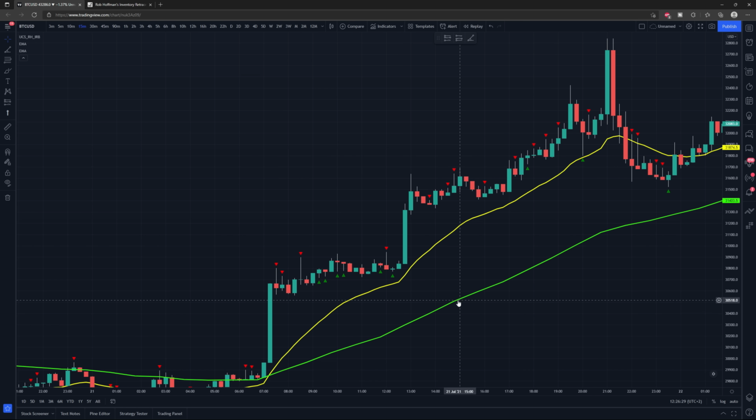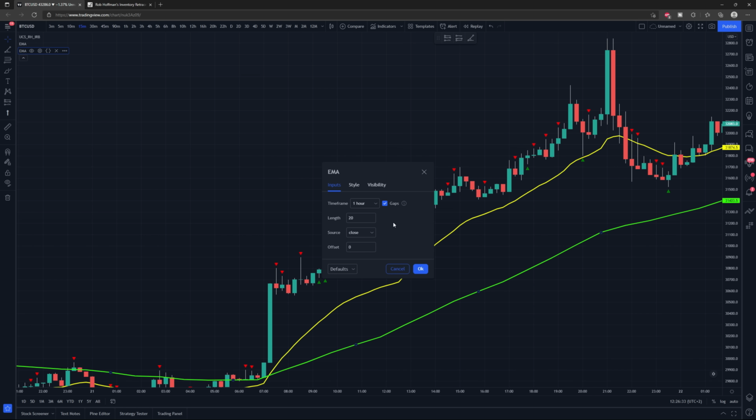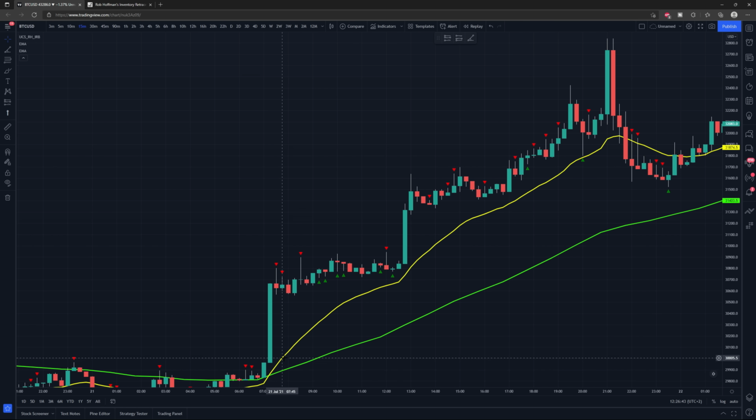The second is a higher time frame exponential moving average, which I have chosen the hourly 20-period exponential moving average to be my higher time frame trend confirmation. You want both of these to agree. So if the 20 period from the 15-minute time frame is over the hourly, then you can only take longs. If the 20 period from the 15-minute is under the hourly, you can only take short positions.